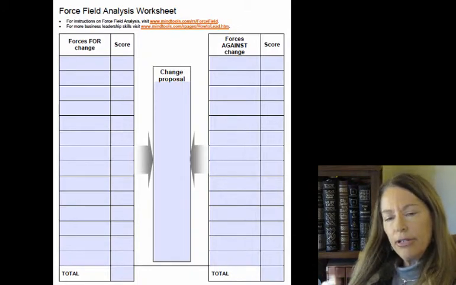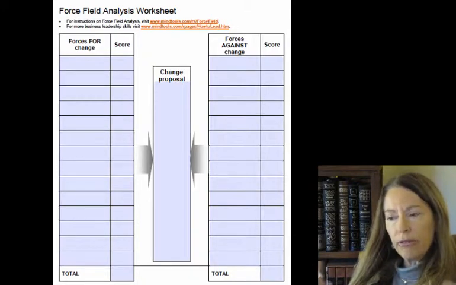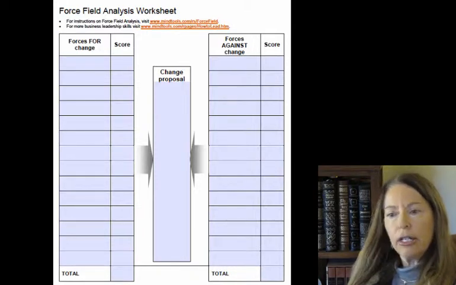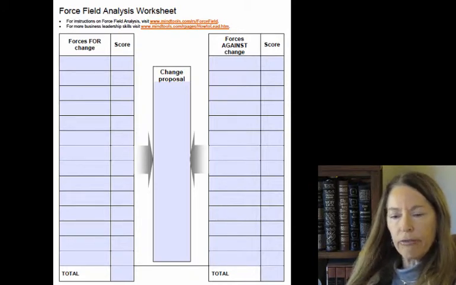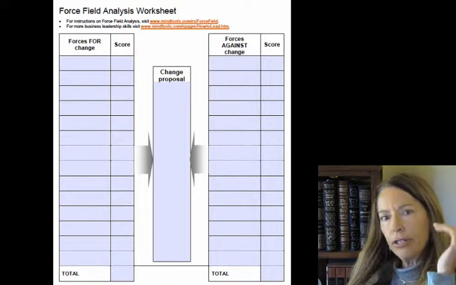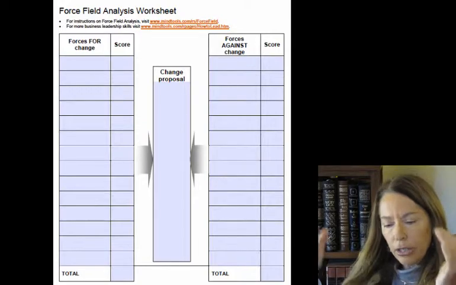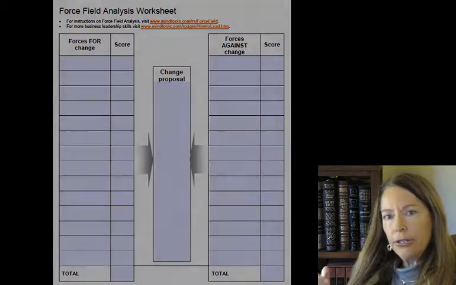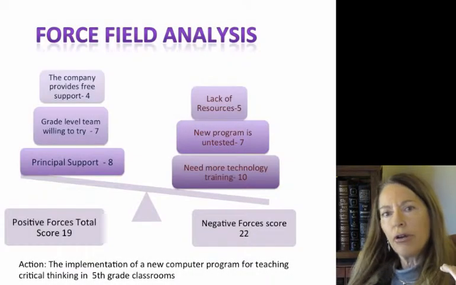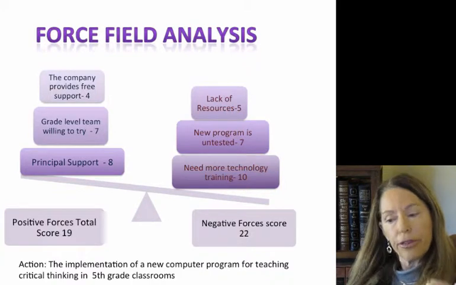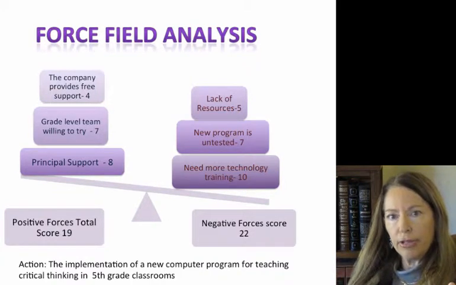And you give each of these different forces a numerical value, and you can set the scale, but let's say 1 to 10. So for each of the forces that you list that are positive, you would list a number 1 to 10 for how strong they are, and for each of the forces that are negative, you would list a similar scale. You add up the numbers, and you see, are the positive numbers higher than the negative numbers, or are the negative numbers higher than the positive numbers?